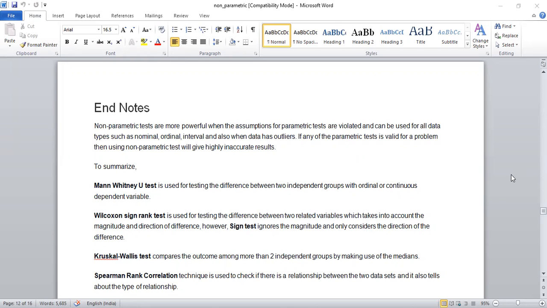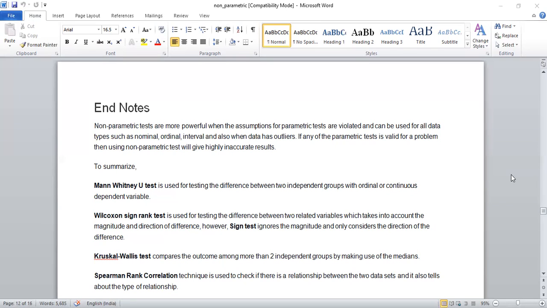So in that case, if your data is following normal distribution or whatever assumptions you're taking, then you obviously conduct a parametric test and don't go with a non-parametric test. But when the assumptions are violated, then you have to consider a non-parametric test. And these are some of the non-parametric tests we did yesterday.